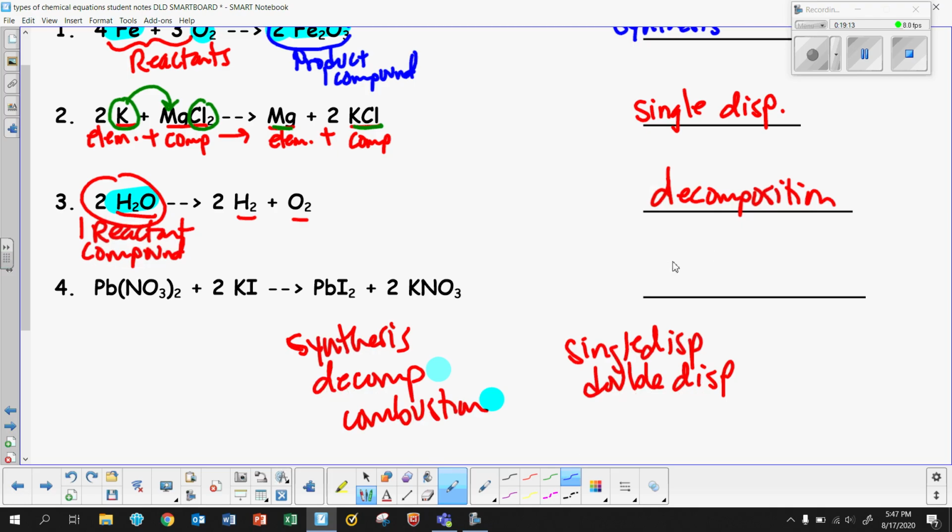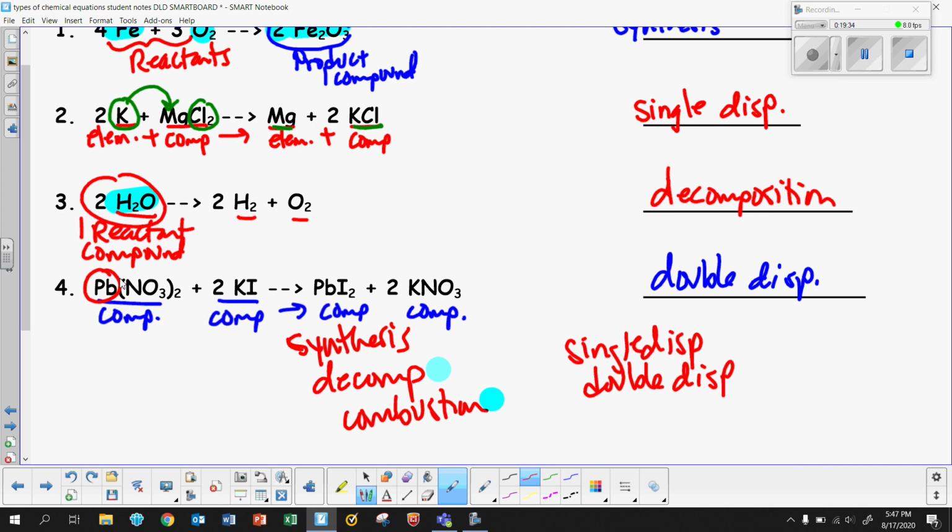Okay, good. This is double displacement. This is double because we have a reactant here that's a compound. We have a reactant here that's a compound, and it's made a compound and a compound. These are all compounds because they all have more than 1 capital letter in them, right? Which means we had 2 things switch places.